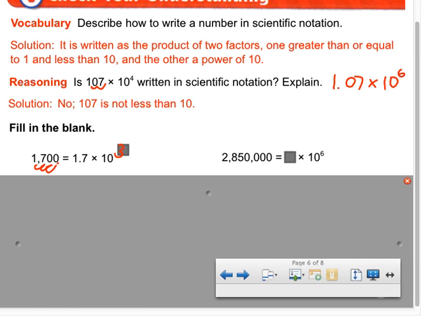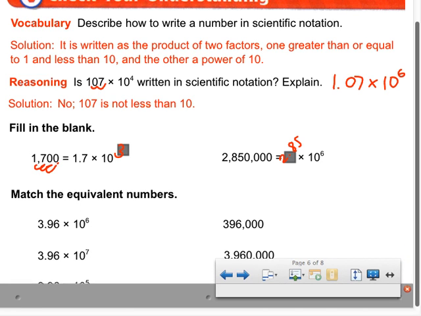Okay, how about this one over here? Who can help me out with this one? Oren, can you help me out with this problem right here? It's 2,850,000. How do I rewrite that so I have it in scientific notation? So this right here should be 2 and 85 hundredths. Very good. Any question about that problem?